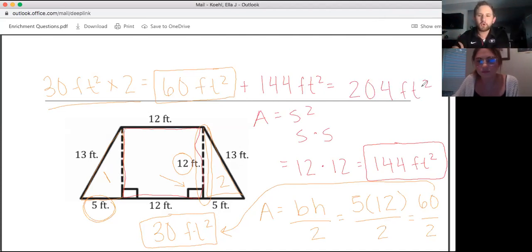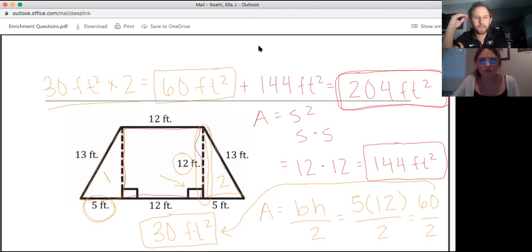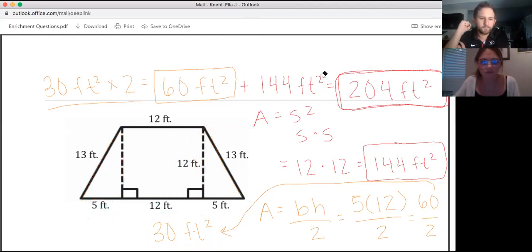Now, another way that you could have solved this, we're not going to do this for the sake of time. We know y'all don't want to watch a 45-minute lesson, but you can also recognize that this shape, before we decomposed it, is a trapezoid. So you could have also found the length of the entire base of the bottom. So you would do 5 plus 12 plus 5, which would be 22. And then the other base would be 12 up top.